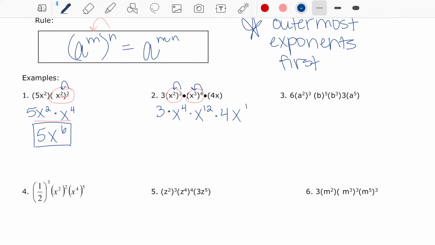So now, just like the ones that we did previously, I'm going to take the coefficients and pull them out front. And then I'm going to group my like bases. 3 times 4 gives me 12. And then since I'm multiplying same bases here, that's when I add my exponents to get x to the power of 17.